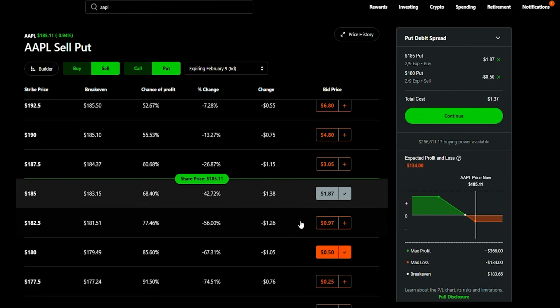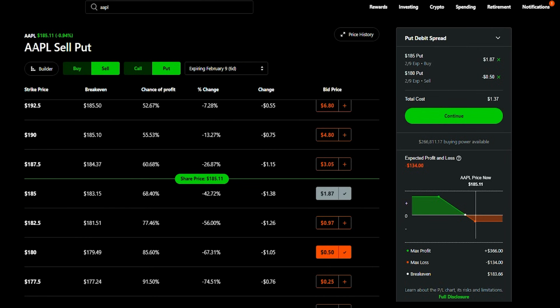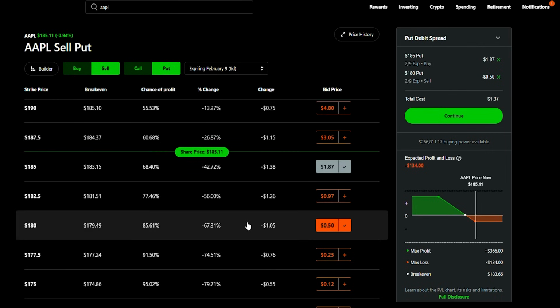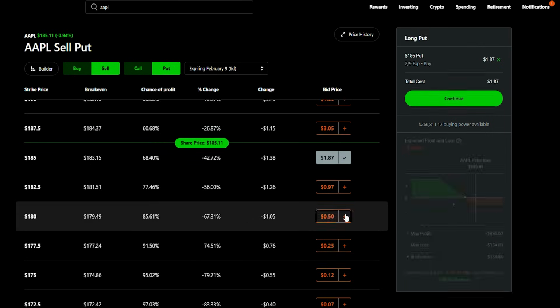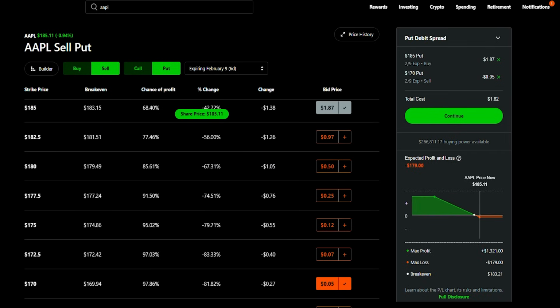The reason why this is more is because there's a lower chance of Apple, the stock example that we're using, to go down to 180 in the given period of expiration, which is 6 days. Now check out why this is true. For example, if I didn't do 180 and I went down to like 170, in this scenario, the maximum loss is 179, but the maximum profit is 1,321. That may seem really, really good. You may be thinking to yourself, I can 10x my money.